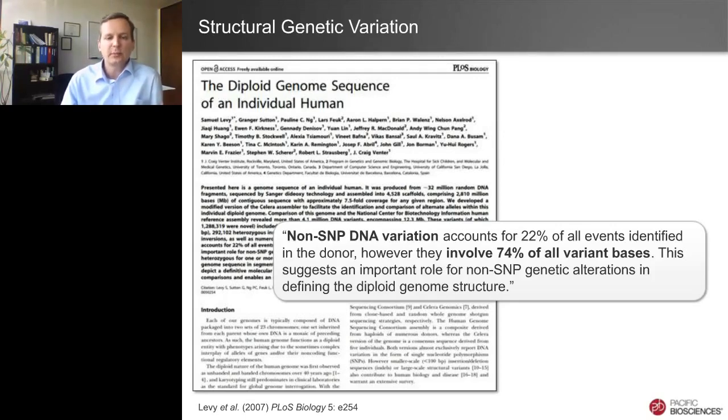So in this paper, the authors described that non-single base, non-SNP DNA variation accounts for about 1/5 of all the events identified in that individual. However, they involve 3/4 of all the variant bases. And this suggests an important role for non-SNP genetic alterations in defining the diploid genome structure.